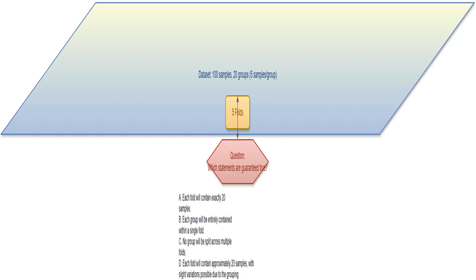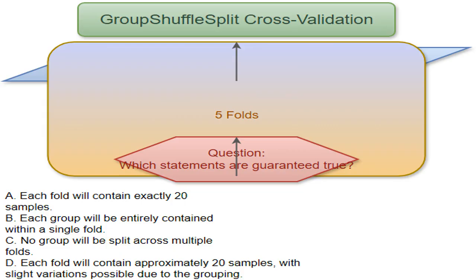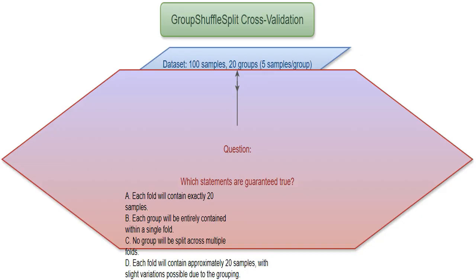This grouping is crucial because I don't want to accidentally mix samples from the same group during my cross-validation process. I want to split my data into 5 folds for cross-validation, which is a technique to evaluate a machine learning model's performance reliably. The question asks me to identify which statements are definitely true about the way GroupShuffleSplit divides my data given the groupings and the number of folds.